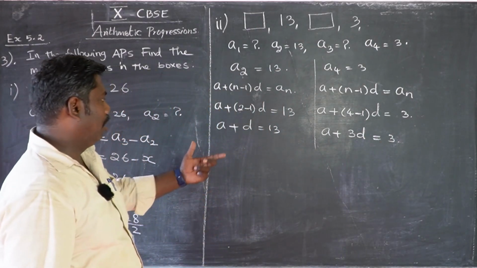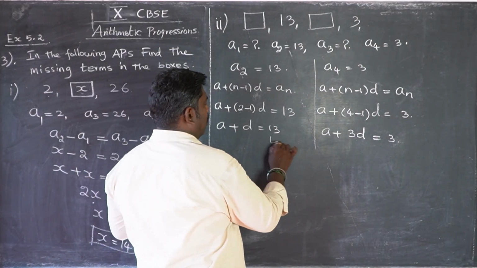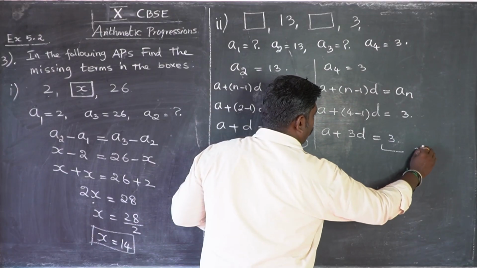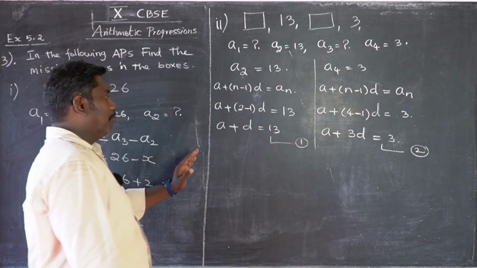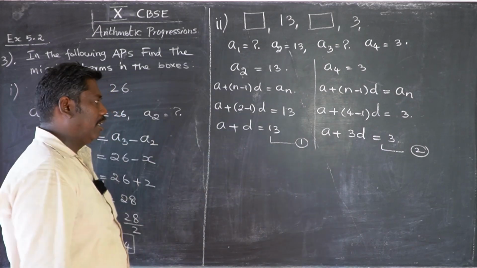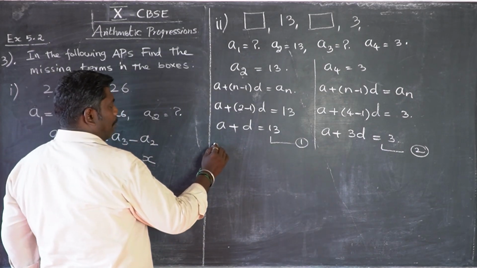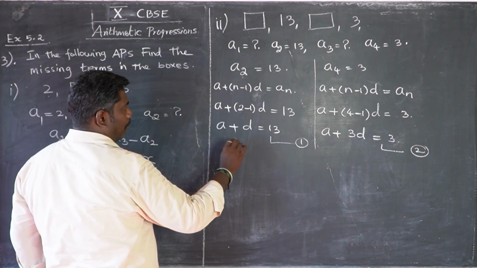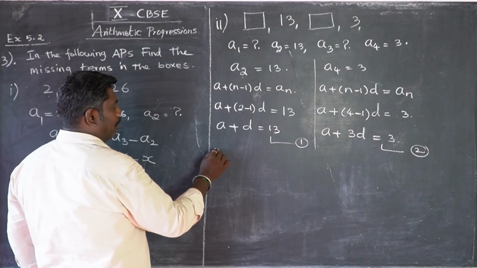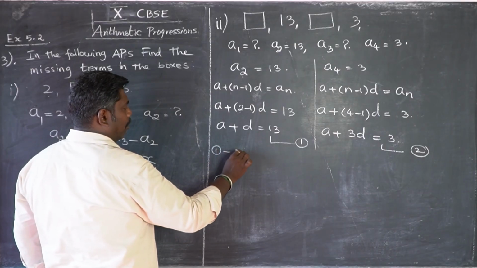So now we have two equations. a plus d is equal to 13. Another one is a plus 3d is equal to 3. By solving these two equations, we can get the value of a and d. I'm going to subtract equation number 1 minus equation number 2.